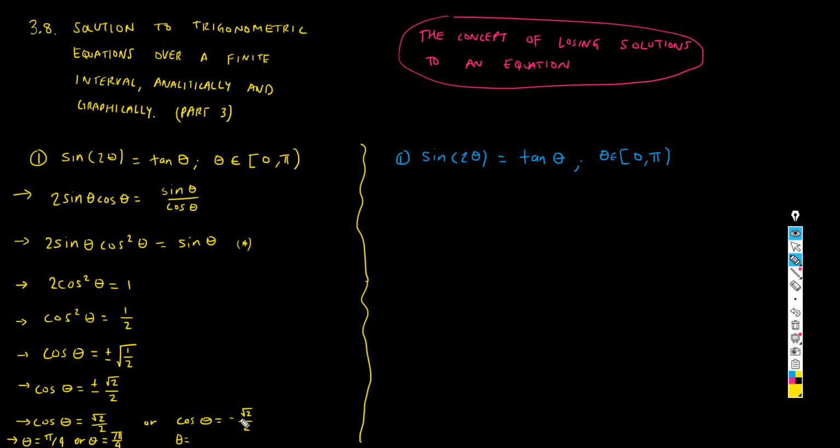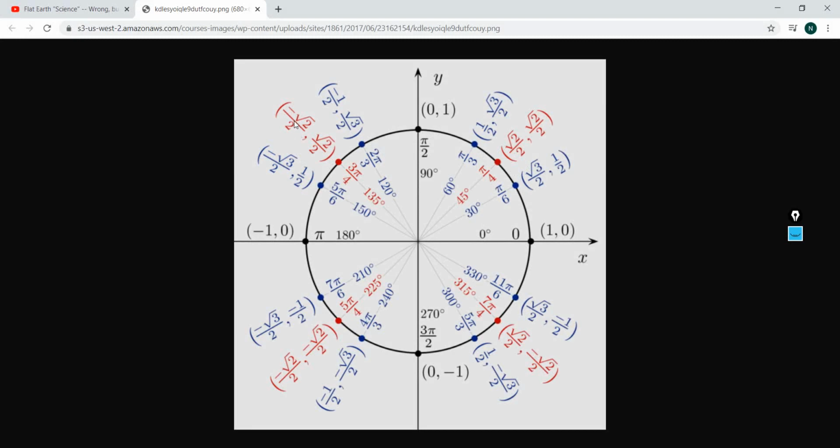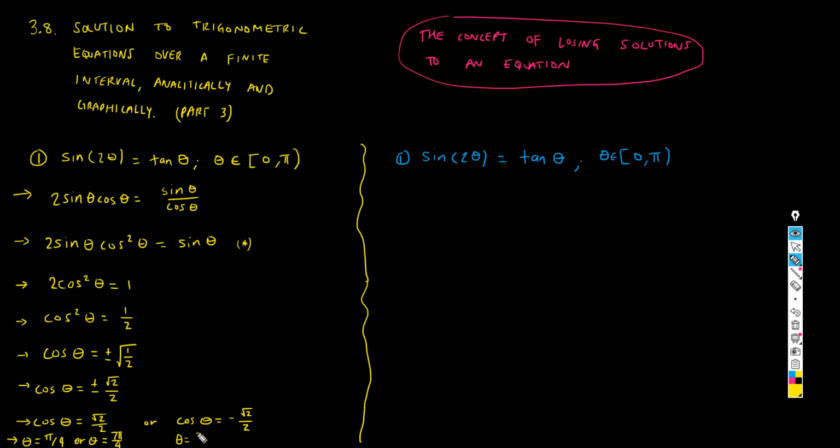For what angle theta do I get that the cosine of theta is this number, minus the square root of 2 over 2? Well, that's gonna be, it's right here for 3 pi over 4, and it's right here for 5 pi over 4 radians. So 3 pi over 4 and 5 pi over 4. So let's go back here. 3 pi over 4 or 5 pi over 4. Okay, so these are all the possible solutions that I get for this equation.